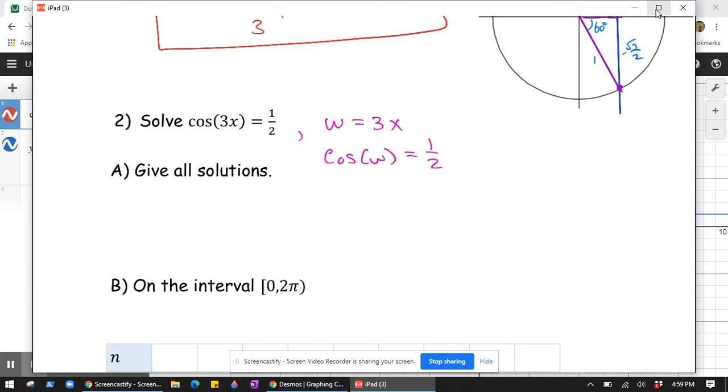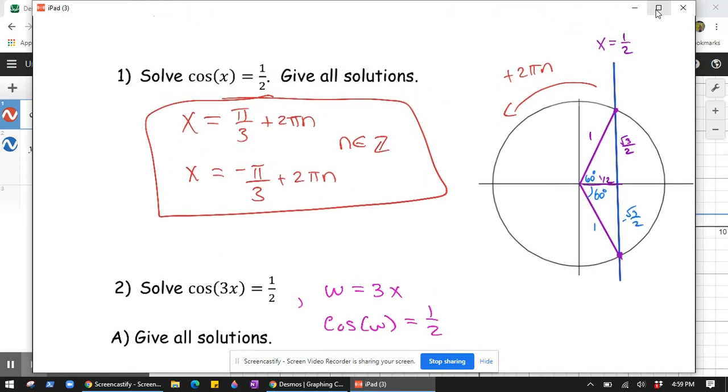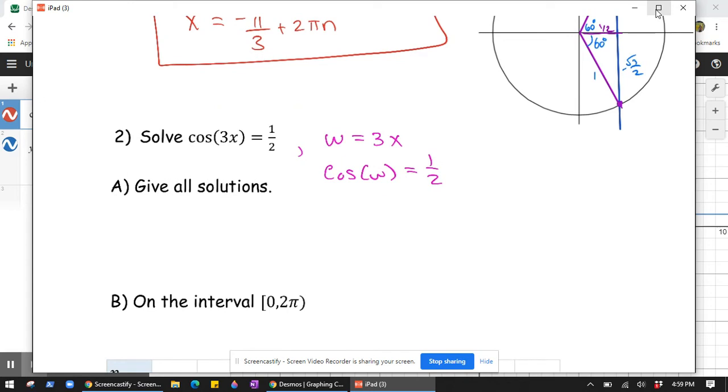And I've basically done the work for this already, because if you look above, right, cosine of x equals 1/2, cosine of w equals 1/2, you're going to have the same solutions. So I'm going to describe them over here. We know that those two families of solutions are w equals pi/3 plus multiples of 2 pi. And then the other family is negative pi/3 plus multiples of 2 pi.